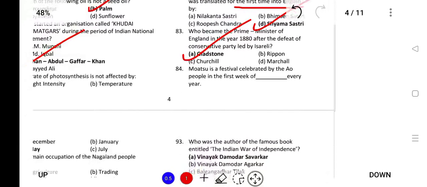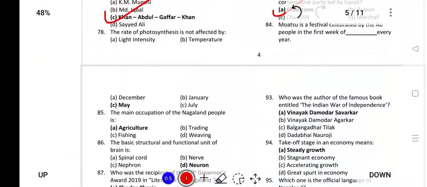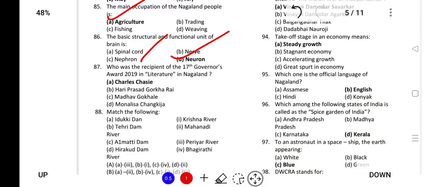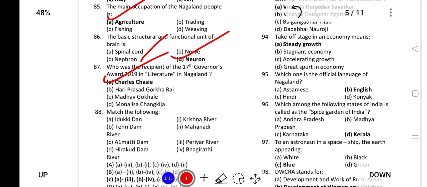Moatsu is a festival of the Ao celebrated in the first week of May. The main occupation is agriculture. The basic structural and functional unit of the brain is the neuron, and the nephron is of the kidney, which is the excretory system. Who is the recipient of the 17th Governor Award 2019 in literature?